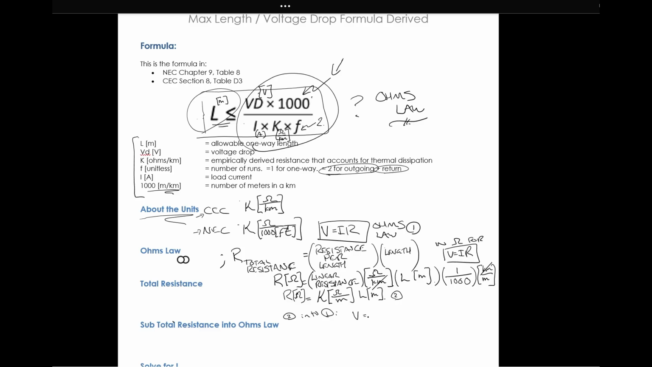1 is V equals IR, and that's I in amps. I want V in volts, right? I in amps, and R is now all of this. It's going to be K in ohms per meter. It's going to be L in meters. Yes. And what if I rearrange for L?